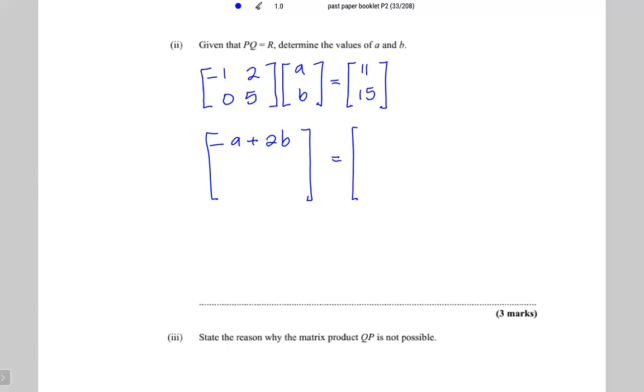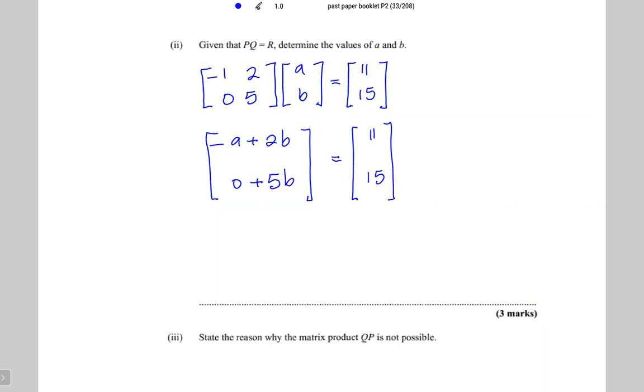All right, so I feel I'm going to need a little bit more space here. All right, let's see what we can do, because I think this is going to turn out to be a simultaneous equation. Or I could be wrong. Let's multiply the bottom row by the same column. 0 times A, the first element in the row is 0, times the first element in the column, which is A. 0 times A is 0. And then 5 times B is 5B. And this is equal to 11, 15.